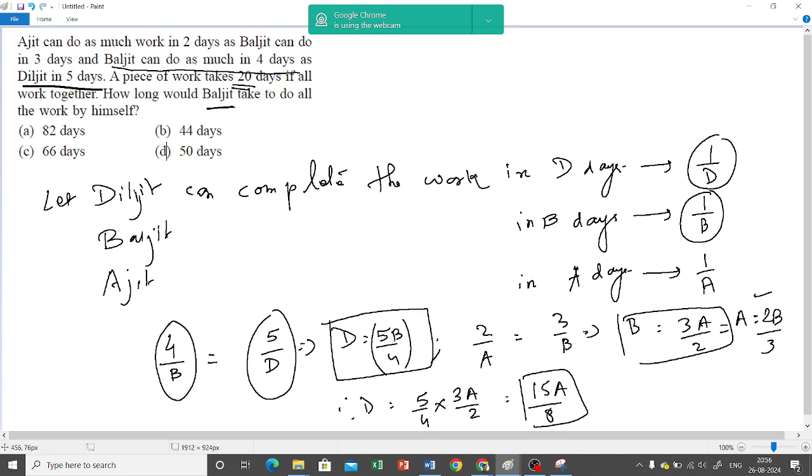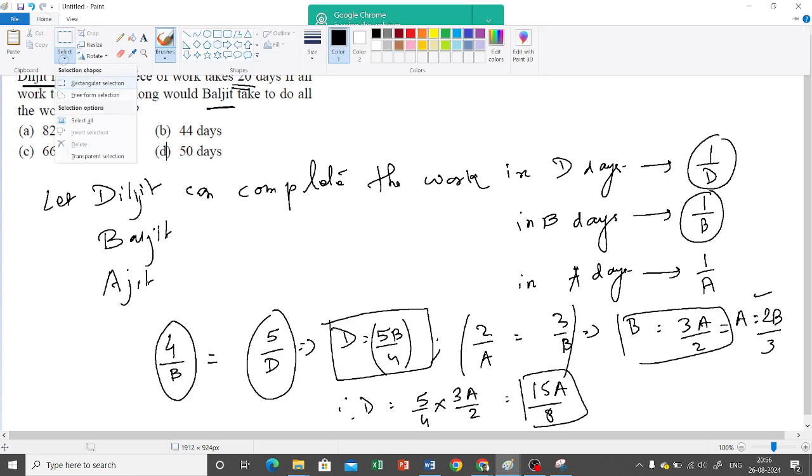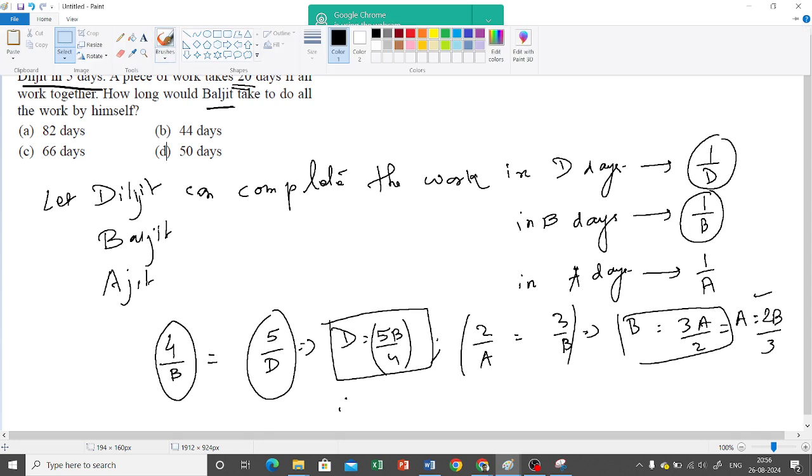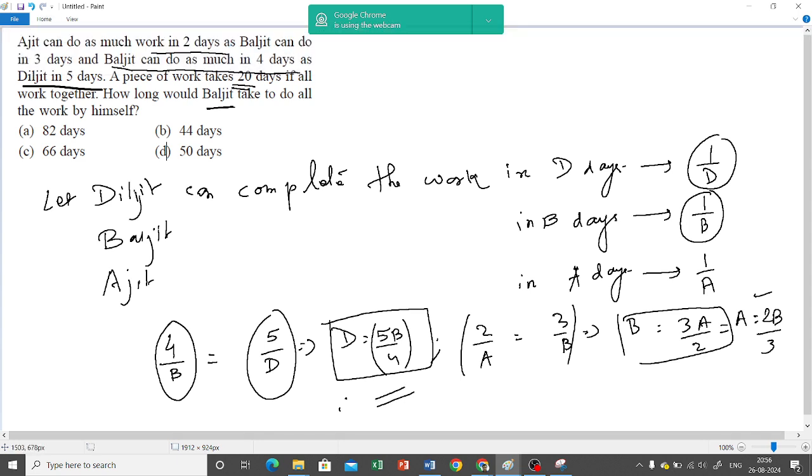Now the second relationship says Ajit can do as much work in 2 days. In 2 days how much work is done? 2 by A by Ajit, and Baljit can do it in 3 days, so 3 by B. If I make B the subject, I get B is equal to 3A by 2. I don't need this portion, let me delete this bottom portion. So I have this relationship: D is equal to 5B by 4, and A is equal to 2B by 3.